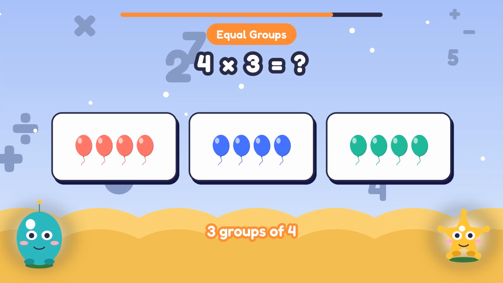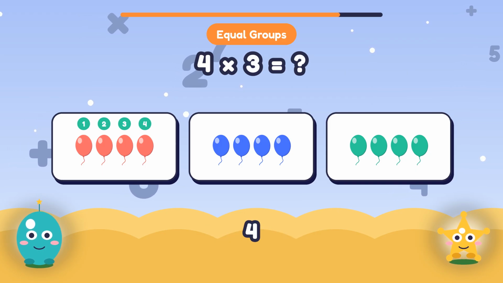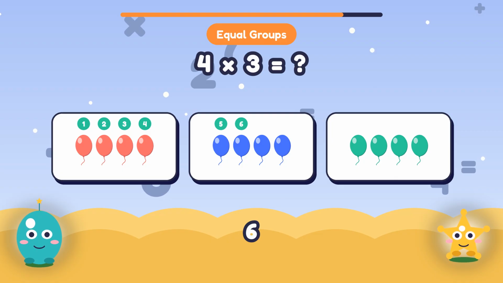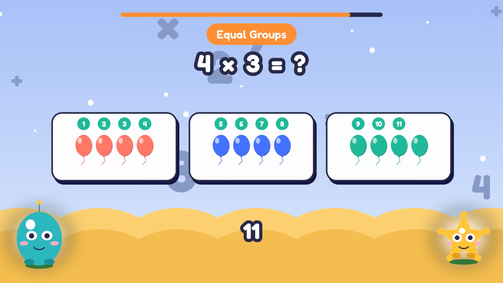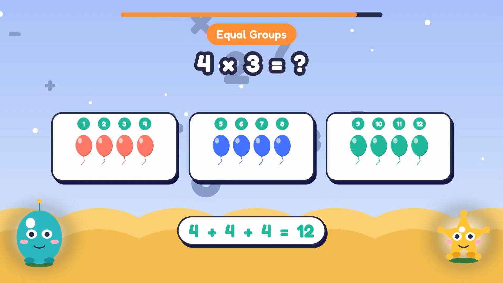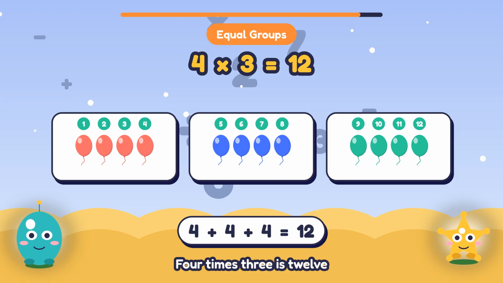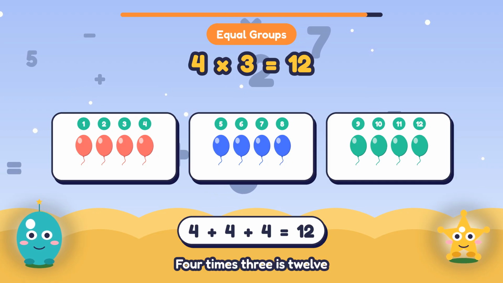3 groups of 4. 1, 2, 3, 4, 5, 6, 7, 8, 9, 10, 11, 12. 4 plus 4 plus 4 is 12. 4 three times is 12. 4 times 3 is 12.